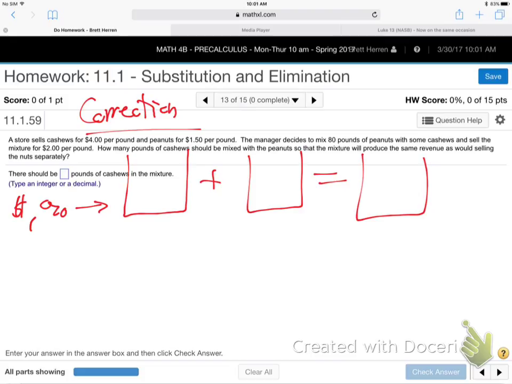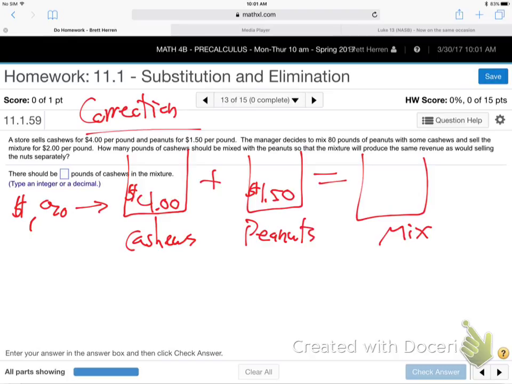And so first off, we have the cashews. And those are $4 a pound. And we have the peanuts, which are $1.50 a pound. And then the mix. Over here's the mix, right? This is the cashews. Cashews, peanuts. And the mix is what, $2 a pound.